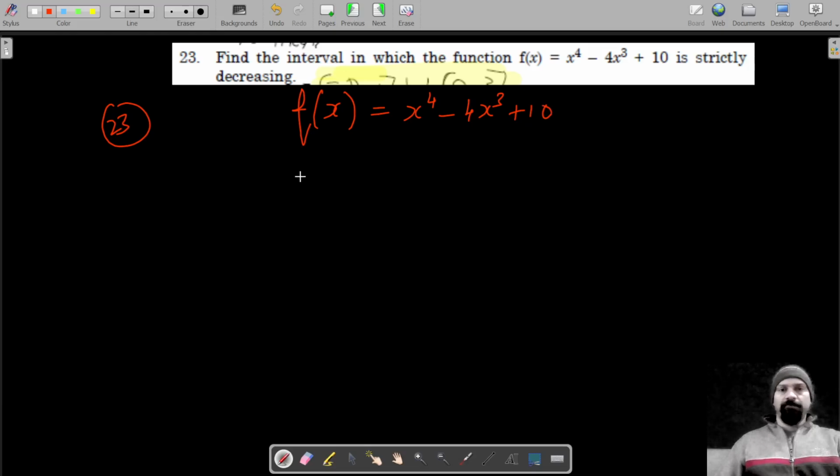Okay, for question number 23, we have to find the interval in which the function is strictly decreasing. And this is question number 23. Our function is f(x) = x^4 - 4x^3.